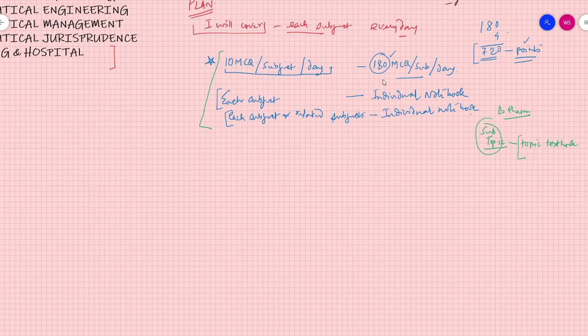Okay, but the preparation for the GPAT is a different ball game altogether. So remember, why are we doing this? Because we are going to be asked MCQs, and we are going to be asked to solve these MCQs in the minimum possible time.